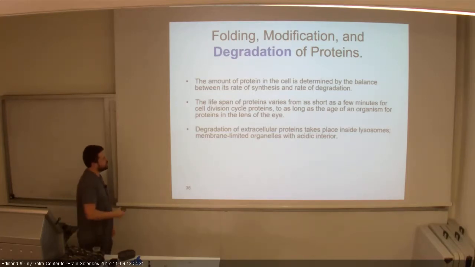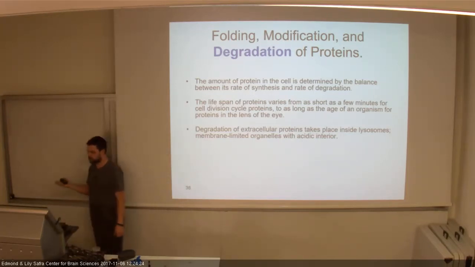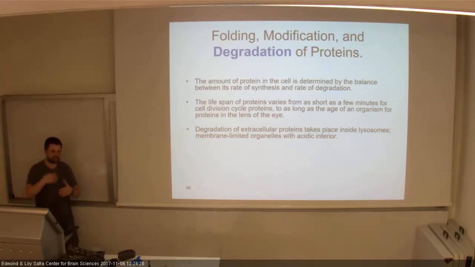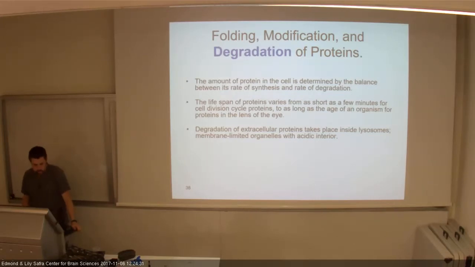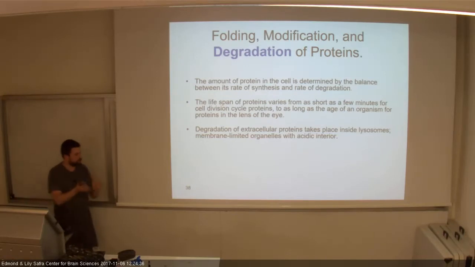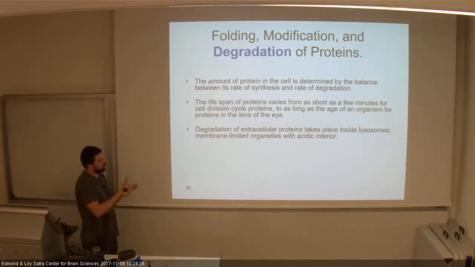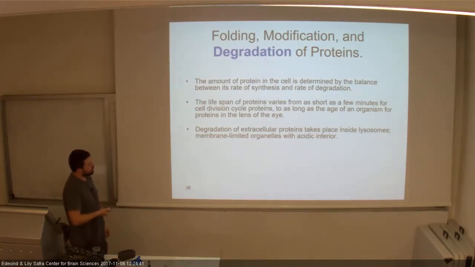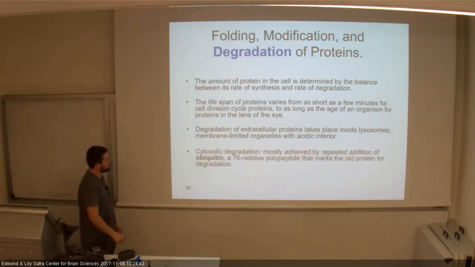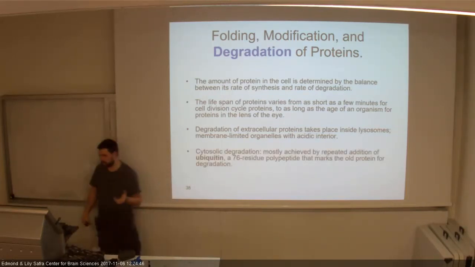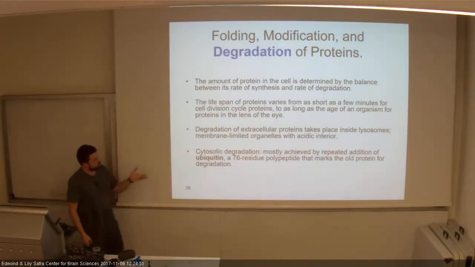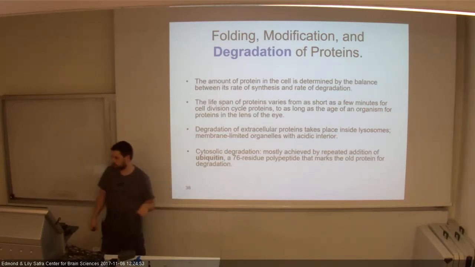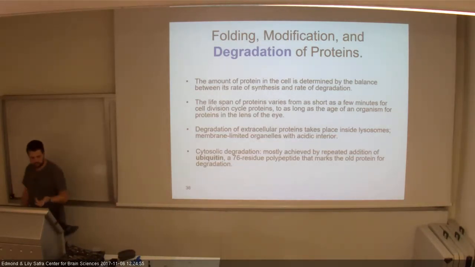So in general, degradation of extracellular proteins, like proteins that are outside of the cell, and we'll talk about that a lot, so don't worry if it's too fast, takes place in small membrane-bound organelles that we call lysosomes. And in general, cytosolic degradation, or the degradation inside the cell, is largely achieved through a process called ubiquitination, or through a protein called ubiquitin.